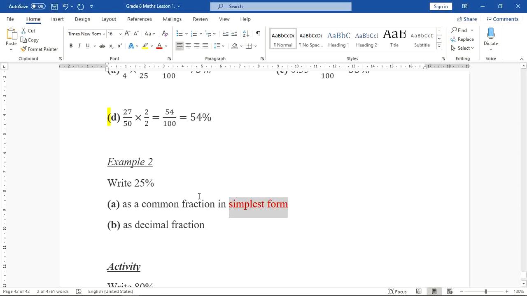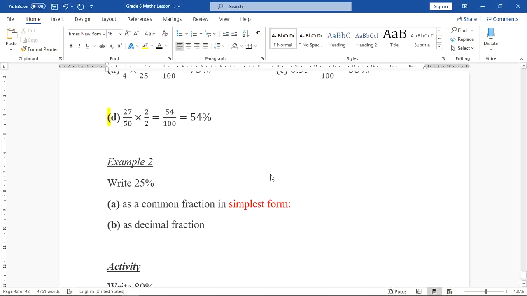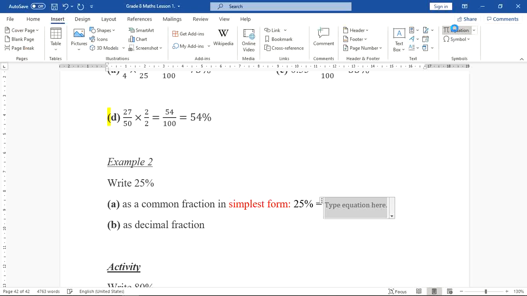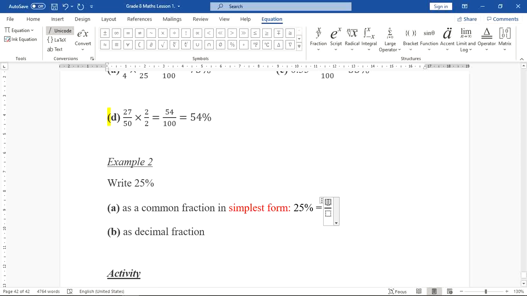So 25. So what do we know? We know that 25% can be written as a fraction, as 25 over 100. Okay, that's what we did. It's a common fraction, but is it in simplest form? No, it is not in simplest form. So we should now write it in simplest form.